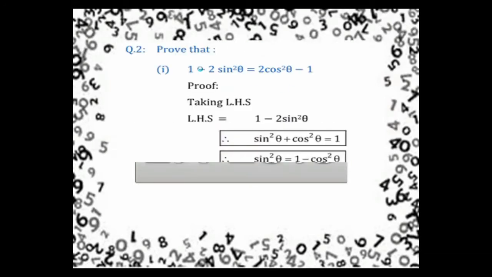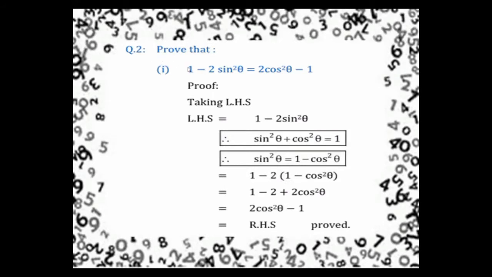Now we're going to start exercise 15.3. Prove the question. Question number 2, part 1. The given question is 1 minus 2 sine squared theta is equal to 2 cos squared theta minus 1. So by the above shared identities, we're going to solve this question.